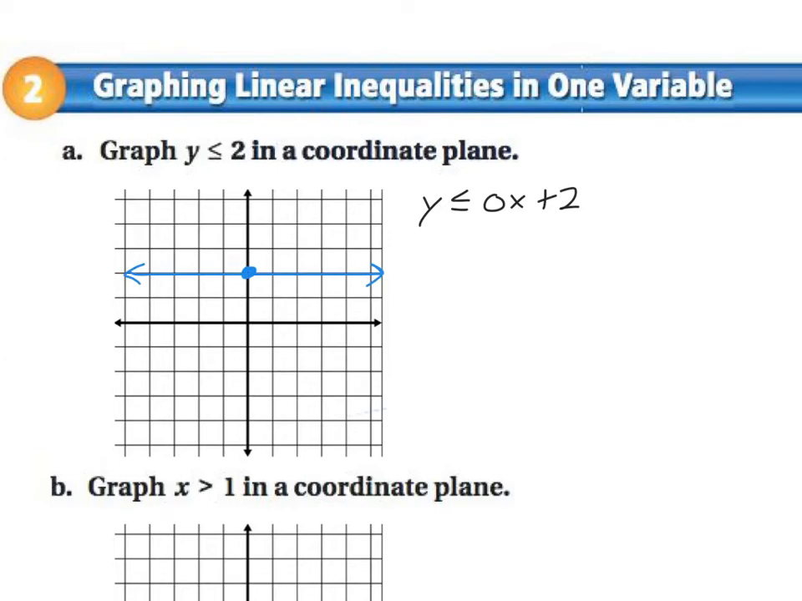Now, since it's an inequality, I need to decide, should I shade above or below my line? Since this inequality reads y is less than, I want all the numbers that are smaller, and therefore all the numbers that are below. So I'm going to shade everything below the line. And this is a way of showing graphically that all of these coordinates work for this inequality.